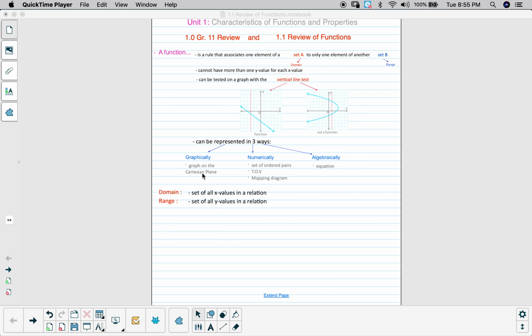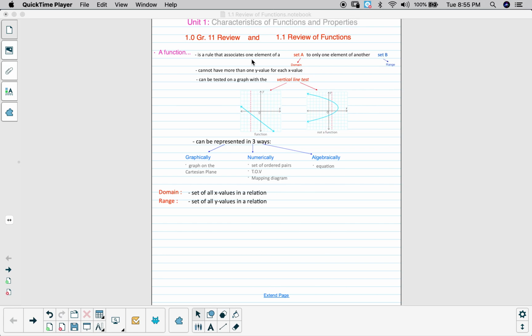We're going to start the first unit on characteristics of functions and properties in the first lesson, 1.1. We'll start off with a little bit of grade 11 review, and then we will go on to section 1.1. So let's look through some important points that you may have learned in the previous grade.